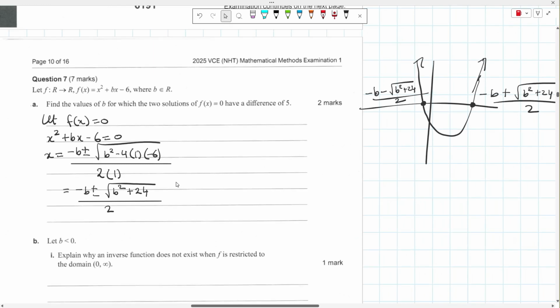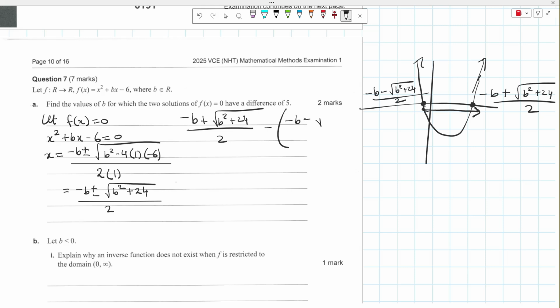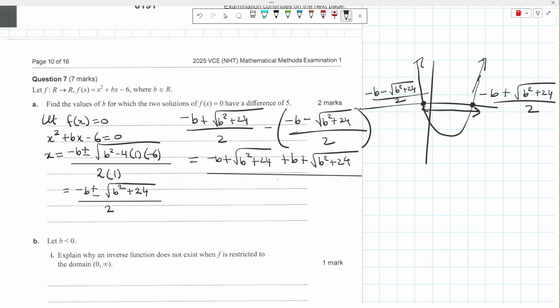Okay, now let's talk about this. How do we find the difference between these two? This is the difference between these two. Well, all we really do is take (negative b plus the square root of b squared plus 24) over 2, and we minus (negative b minus the square root of b squared plus 24) over 2. Now, what's that going to be? Negative b plus the square root of b squared plus 24, and we get plus b plus the square root of b squared plus 24, all divided by 2.